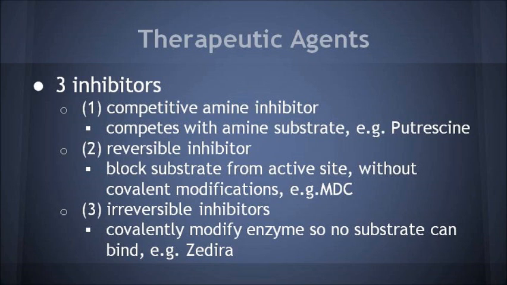People with tissue transglutaminase behaving as an autoantigen can receive therapy drugs of 3 types. All of them are inhibitors. The first one is a competitive amine inhibitor. It competes with the amine substrate. The second one is a reversible inhibitor. It blocks the substrate from the active site without covalent modifications. And the third one is an irreversible inhibitor. It covalently modifies the enzyme so no substrate can bind.